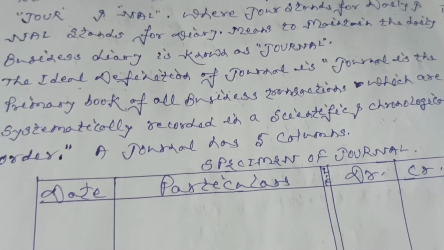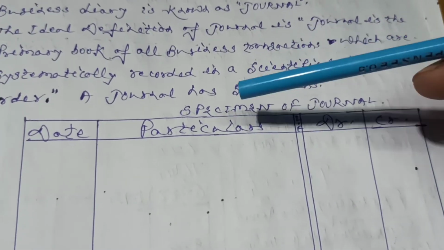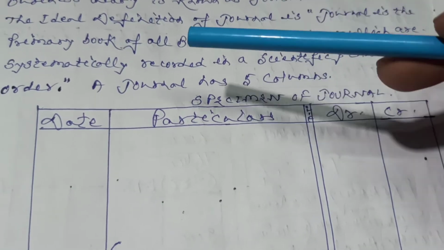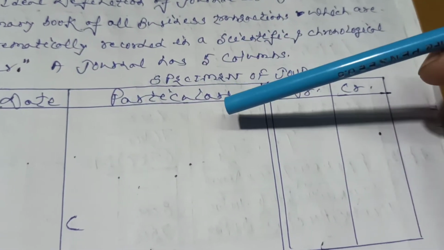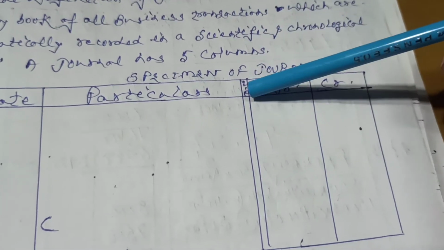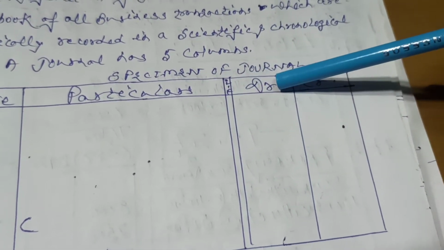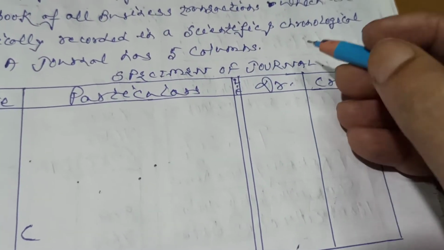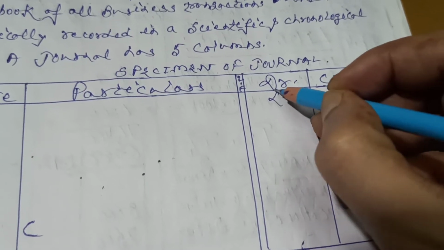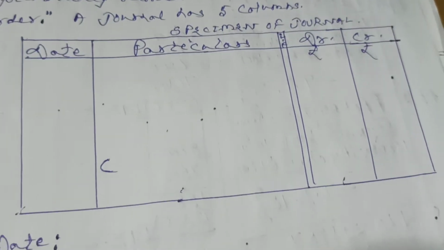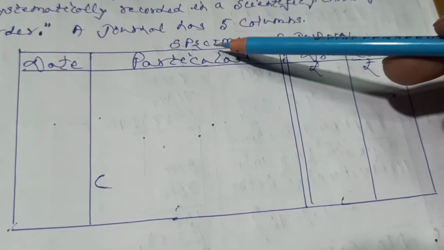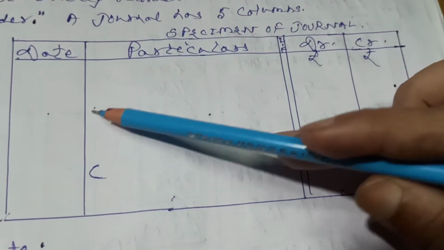I'm just talking about the specimen of journal. The specimen of journal is as follows. You can see there are 5 columns I've made over here: date, particulars, ledger folio, debit amount and credit amount. You can write here debit amount, or you can just give the symbol of rupees or any other currency. So this is the specimen of journal where we used to have 5 columns.